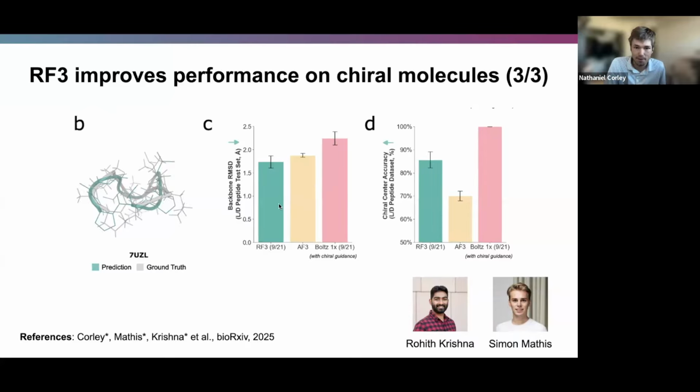So on the left is backbone RMSD. RF3 has the best performance across all models. And then on the right is chiral accuracy. Here we ran Boltz with guidance, so they got 100%, but that came at the cost of significantly worse backbone accuracy. And so we find that we've been able to maintain backbone accuracy while also better modeling the chirality.